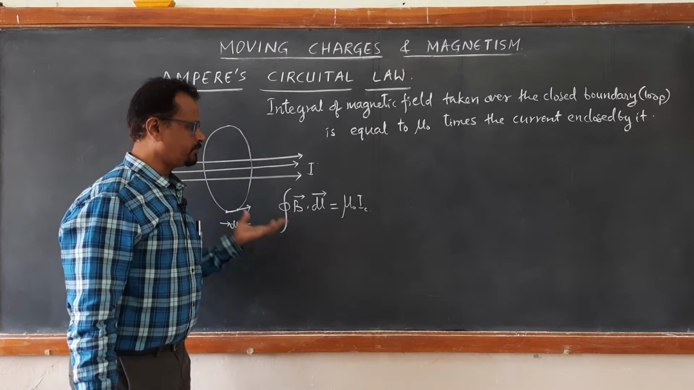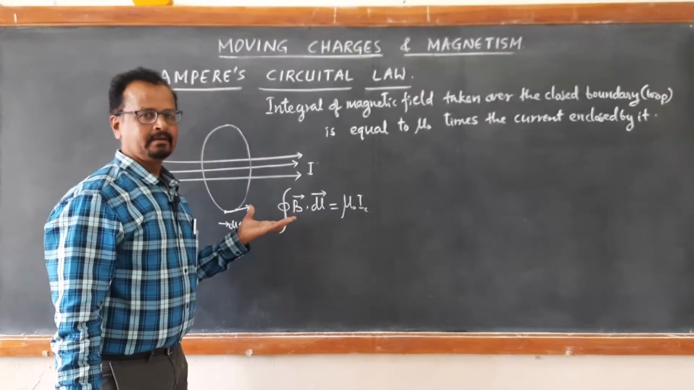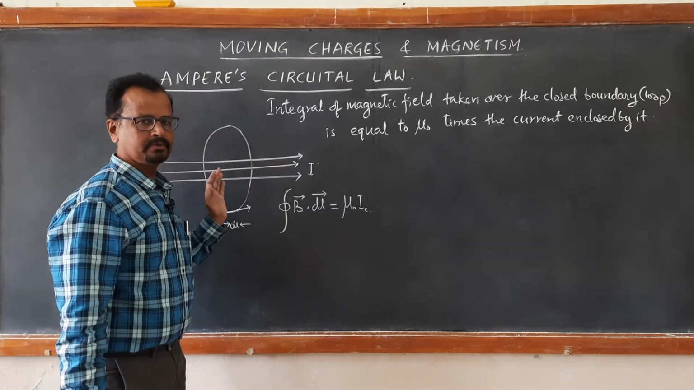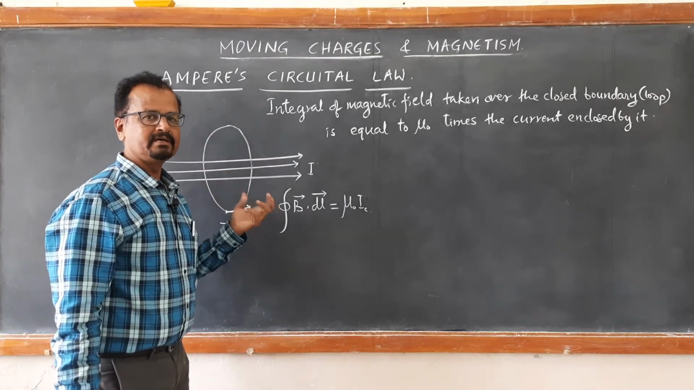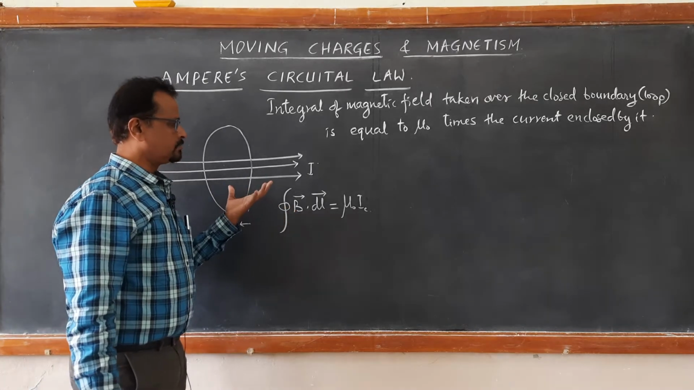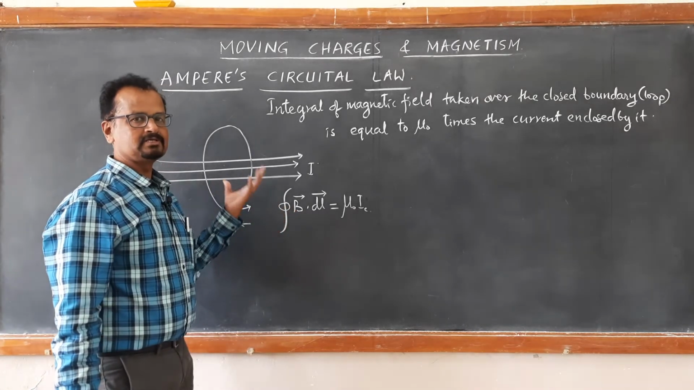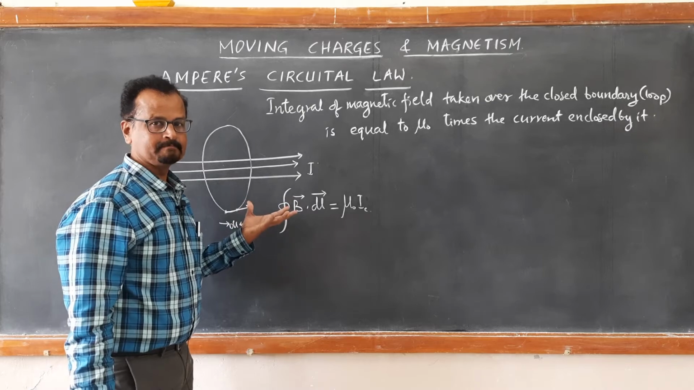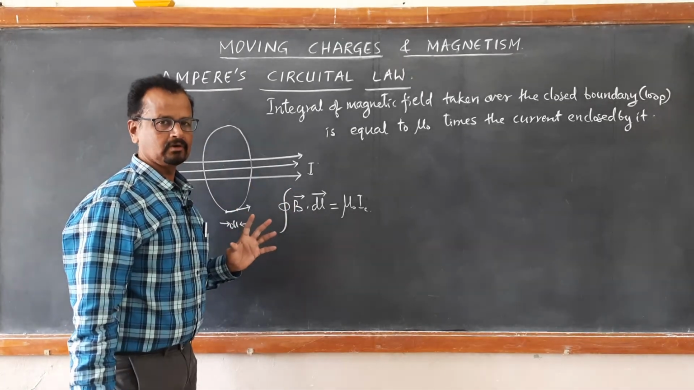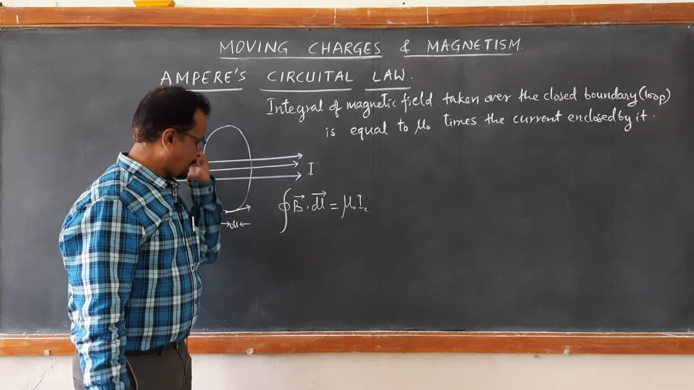This is applicable whenever there is a symmetry. The magnetic field will be either tangential to this loop, or sometimes the magnetic field may be perpendicular, or sometimes the magnetic field in such a case may be vanishing. In such situations, we are applying Ampere's circuital law, right?